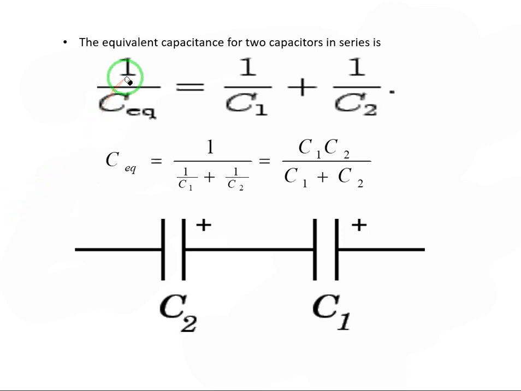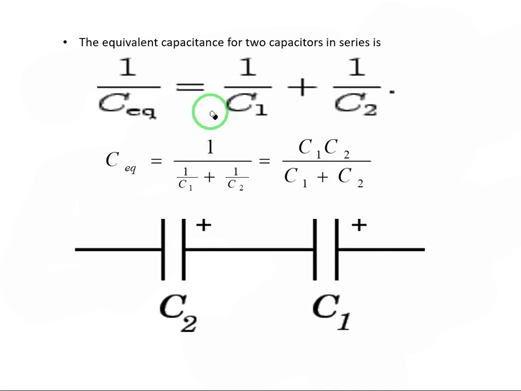Okay, now another example. The equivalent capacitance of two capacitors in series. We have two capacitors, so simply 1 over C equivalent is 1 divided by C1 plus 1 over C2. Simple, because we have two capacitors. If we have a third, then you can add plus 1 over C3 plus 1 over C4 if you have 4 and 5 and so on. A simple formula for it. So just keep in mind this formula.